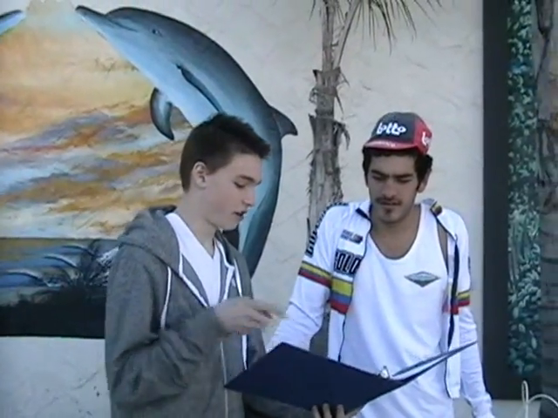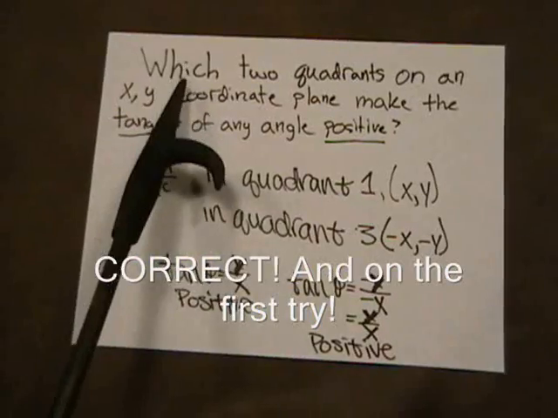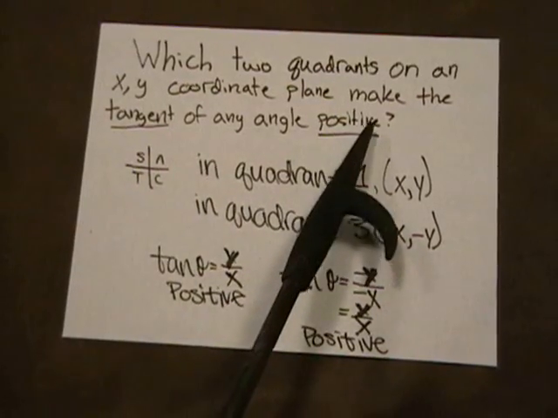Which two quadrants on an xy coordinate system make the tangent of any angle positive? First one and third one. Which two quadrants on an x and y coordinate plane make the tangent of any angle positive?